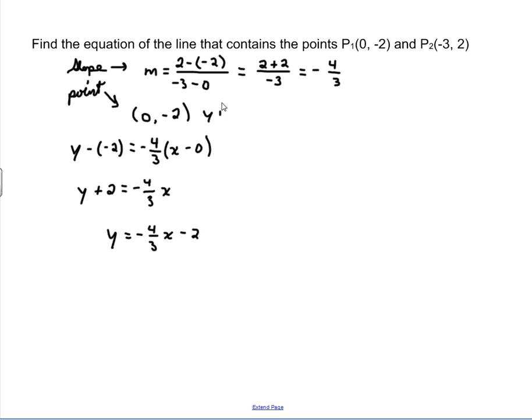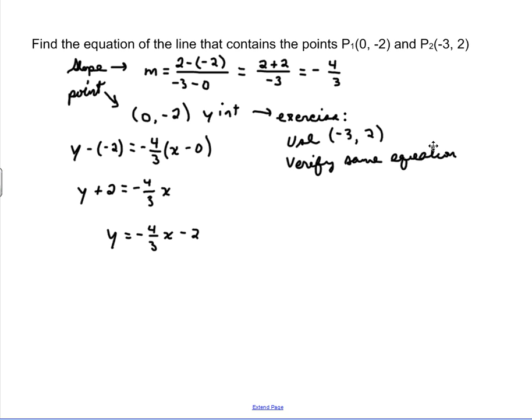That's right, this is our y-intercept. So if you wanted to just apply the formula y equals mx plus b, you should find the same thing. As an exercise in your notes, what you should do is to take the second point. So use the point (-3, 2) instead of the point (0, -2), and verify you get the same equation. This will be a really good exercise for you seeing how this formula actually works out. All right, but let's keep going.